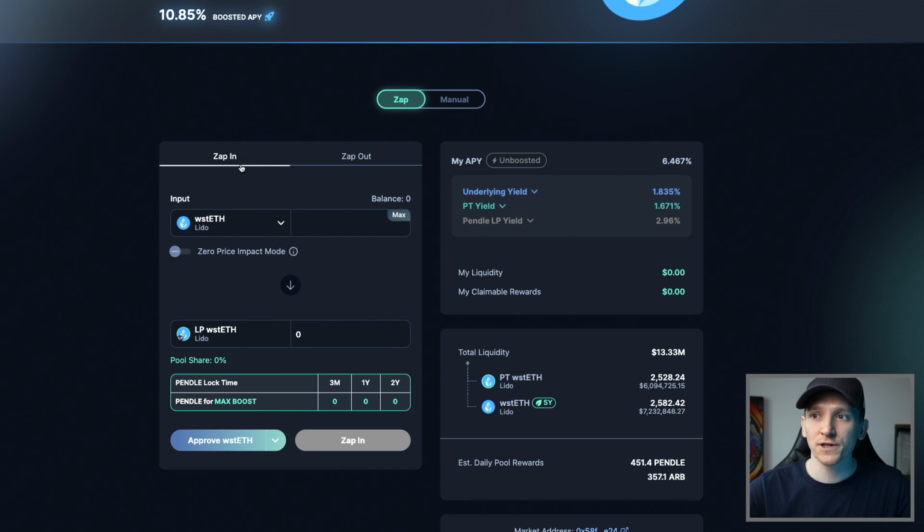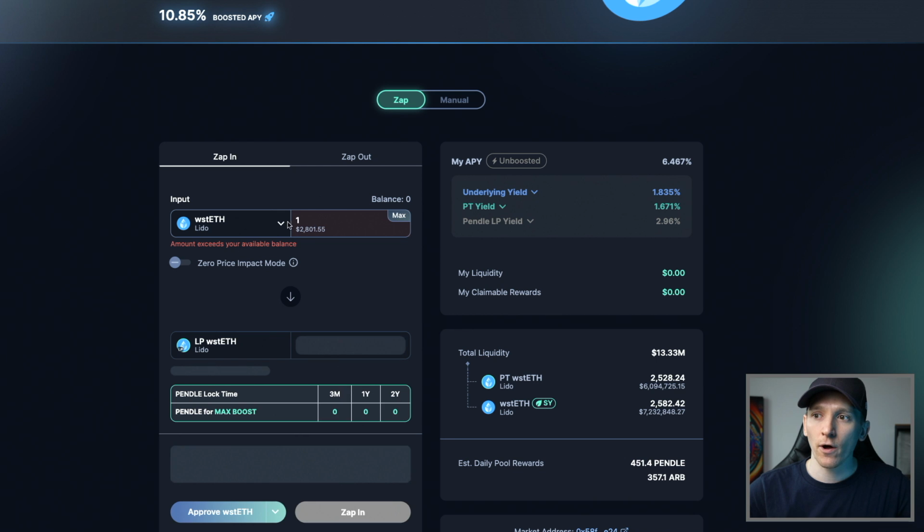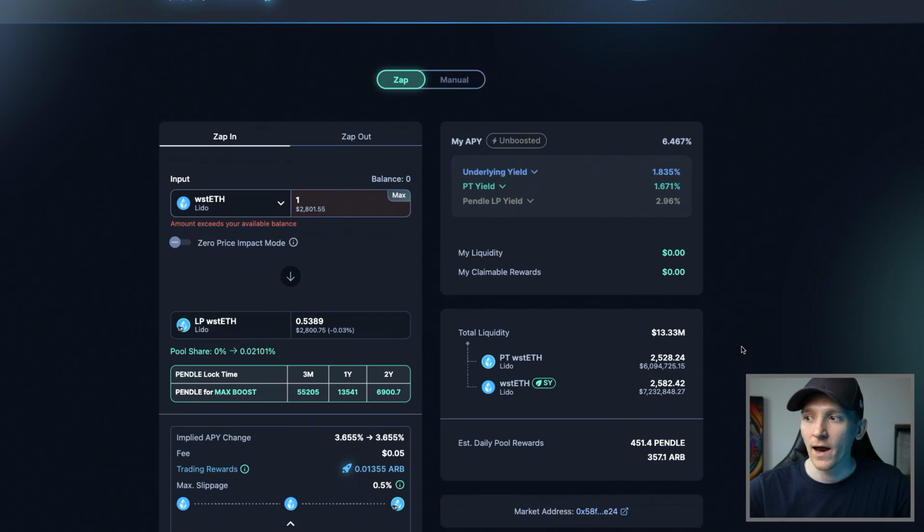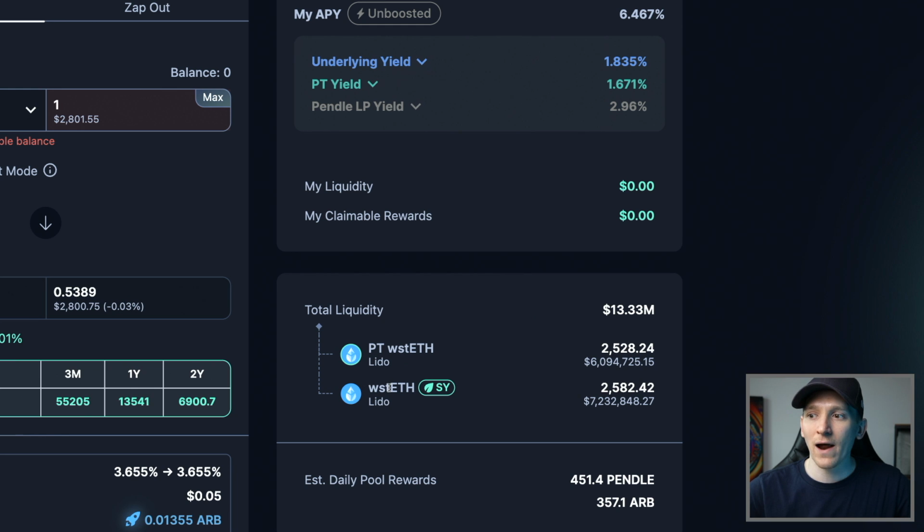So if you have wrapped staked ETH or you want exposure to wrapped staked ETH, you can do that here. You can just zap it in. So wrapped staked ETH here, you put some in and it's going to swap that token into the liquidity pool token. And we are providing both wrapped staked ETH and the PT, the principal token of wrapped staked ETH. So the fixed income instrument of wrapped staked ETH, which is probably yielding around 3.5%, 4% right now.